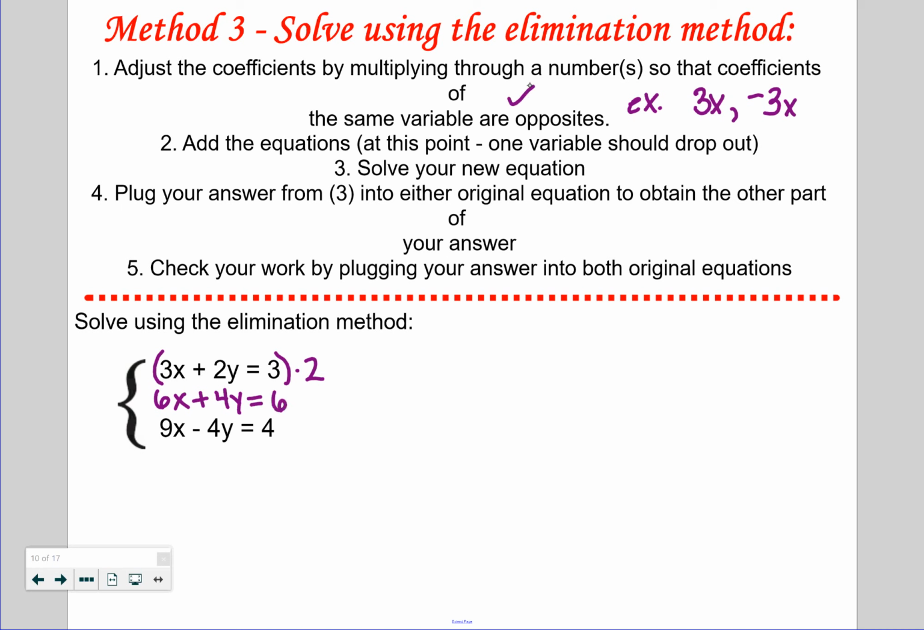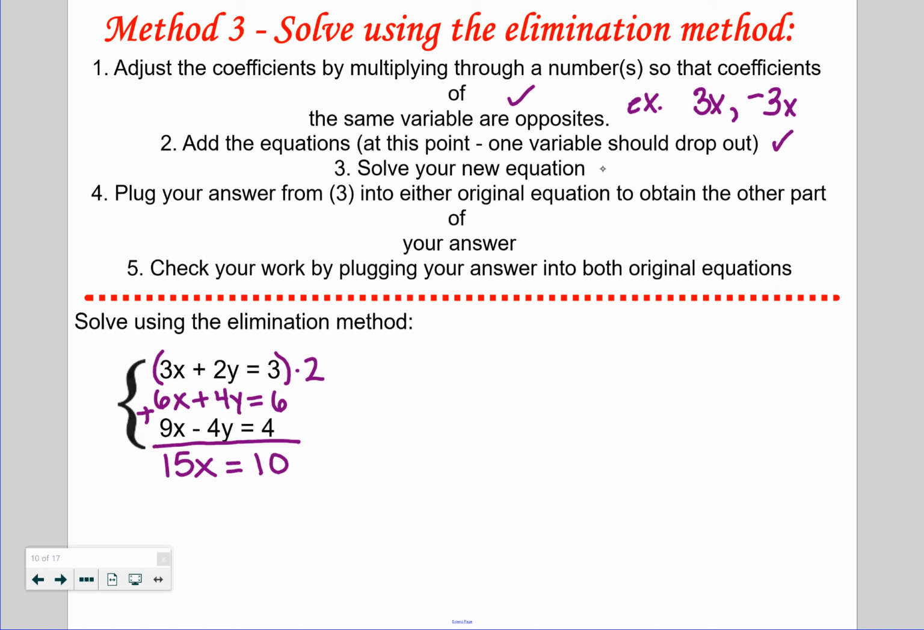The second step is add the equations together. And the reason we want these opposite variables is when I add my equations together, one of your variables should drop out. 6x and 9x give me 15x. This is also a great reason why they're all lined up because we're adding down columns here. 4y and negative 4y cancel. 6 and 4 give me 10. And that's all you have to do for step 2.